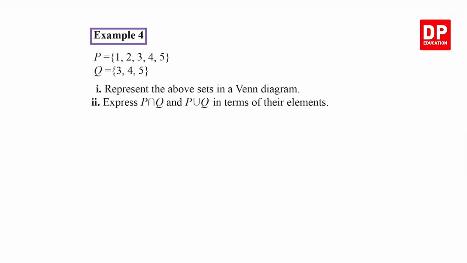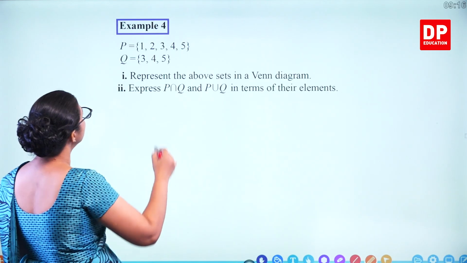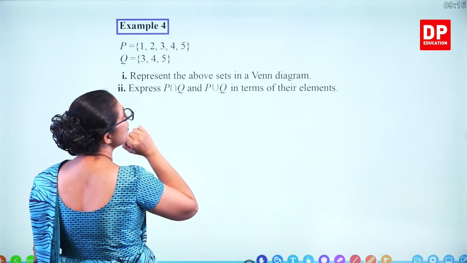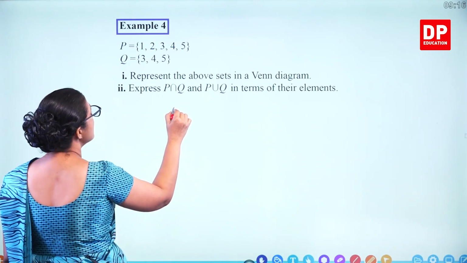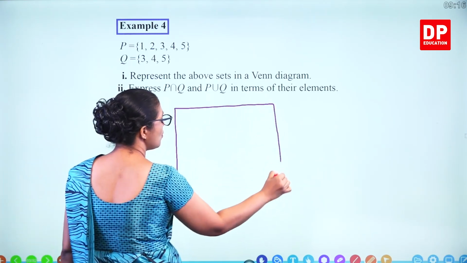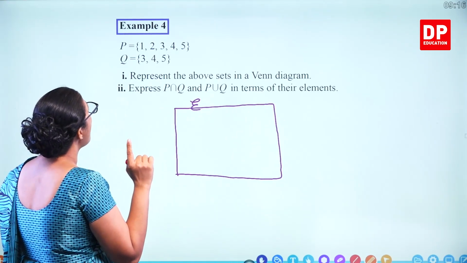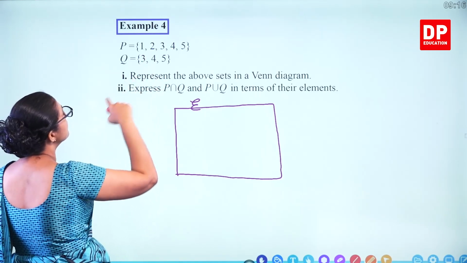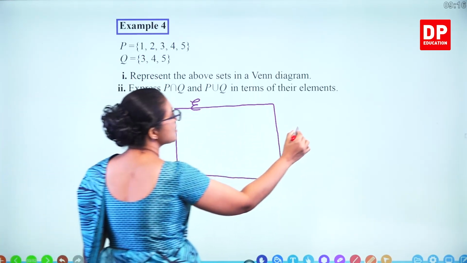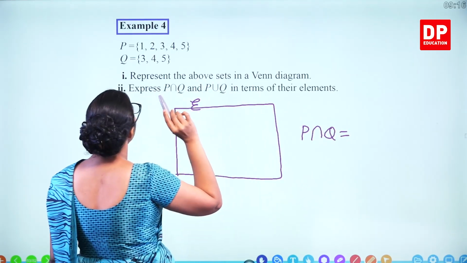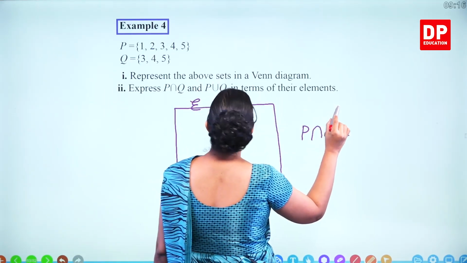Example number 4. Represent the above sets in a Venn diagram. Express P intersection Q, P union Q in terms of their elements. Okay, so we need to draw the Venn diagram. Are there any common elements? So that means first thing you have to identify that. What are the common elements? 3, 4, 5.